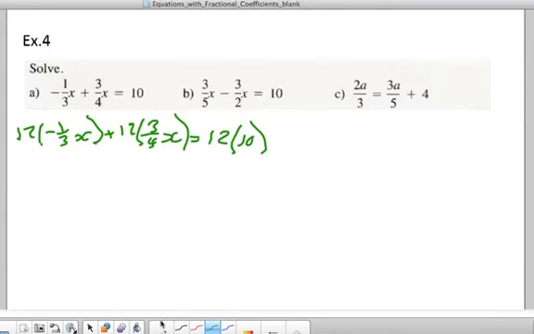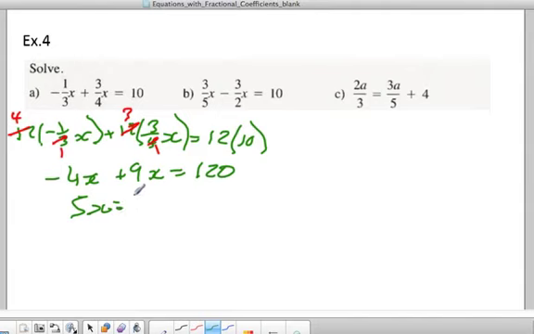So when this simplifies, 3 goes into itself once and into 12 4 times. 4 goes into itself once and into 12 3 times. And we end up with negative 4x plus 9x is equal to 120. So 5x is equal to 120. Divide both sides by 5. And you get x is equal to 24.